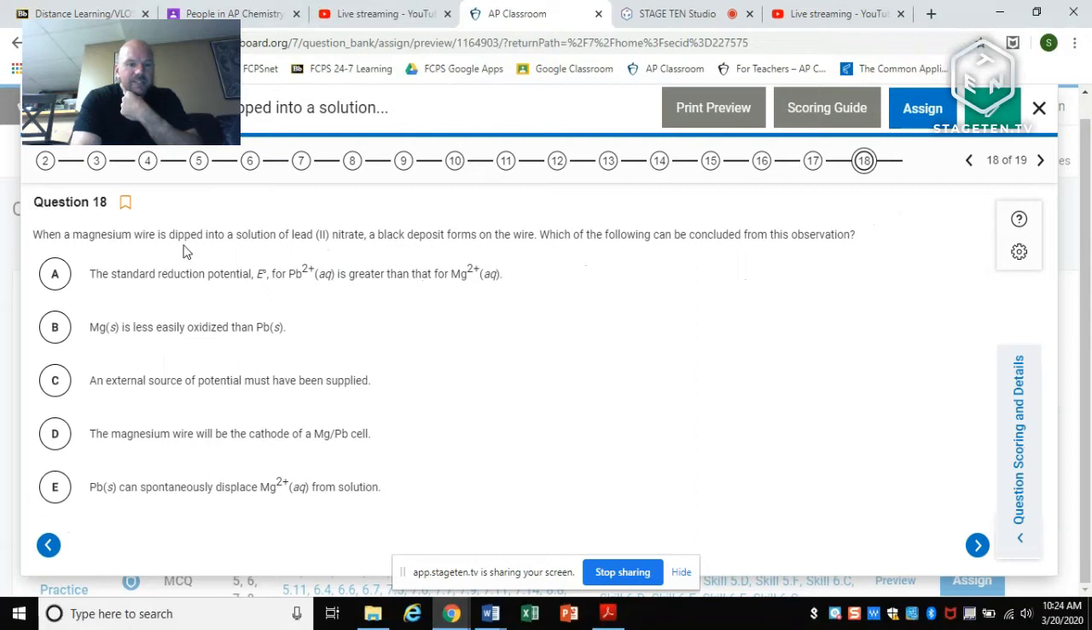Okay, so what's happening is the lead ions are being reduced, forming lead solid on the magnesium. It's being plated right onto the magnesium wire. So this is neutral magnesium wire, solid magnesium, neutral, not an ion. So lead 2+ is being reduced, and that means magnesium is being oxidized at the same time. So magnesium 2+ is being produced. So lead 2+ is being reduced to form solid lead, and then magnesium.